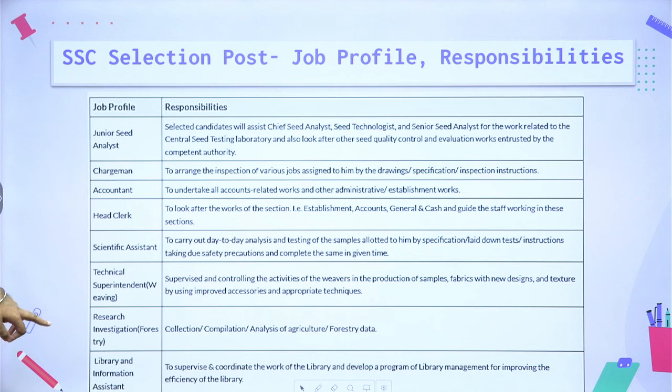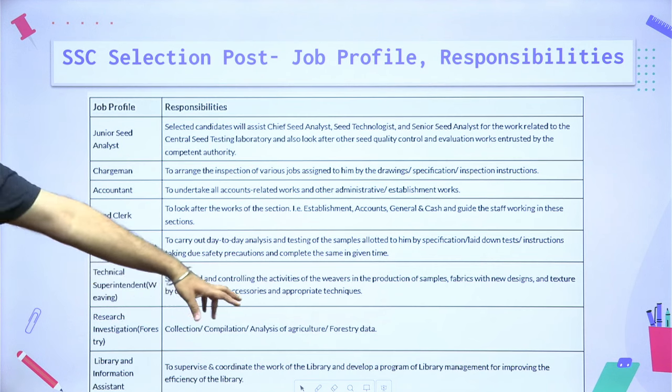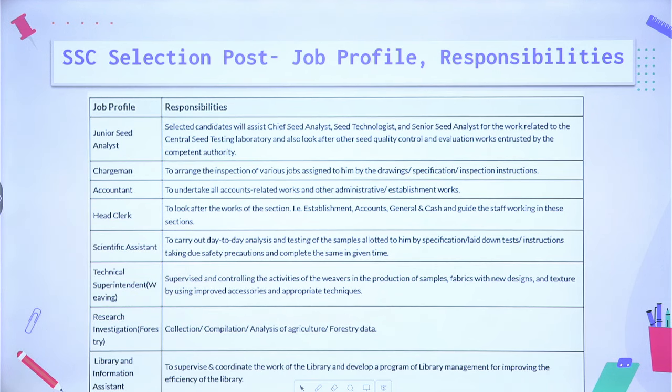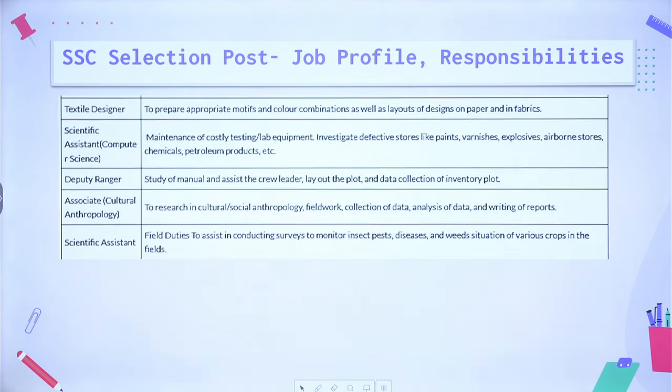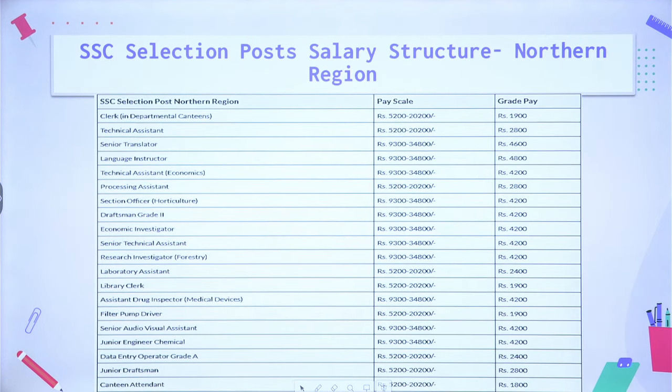Research investigation, I told you, forestry. So they collect, compile and analyze the agricultural and forestry data. So data analysis, this is what it is all about. A library information assistant, textile designer, scientific assistant, computer science, deputy ranger, study of manual and assist the crew leader, lay out the plot and data collection of inventory plot. Associate cultural anthropology and scientific assistant, right? These are just a few of the job profiles and responsibilities, but there are many more types of posts involved here.